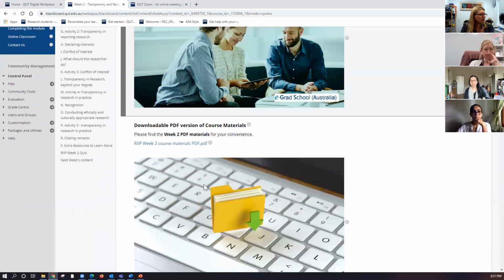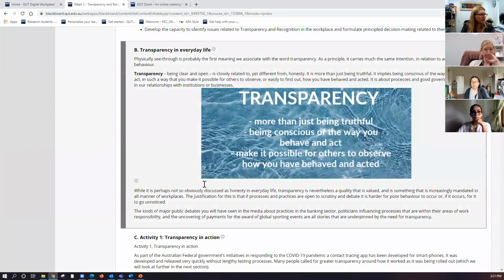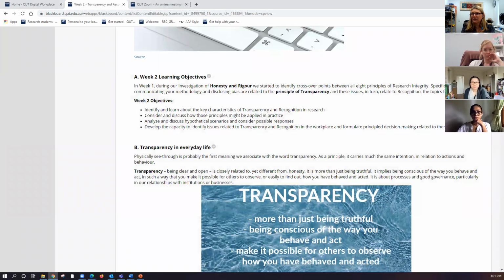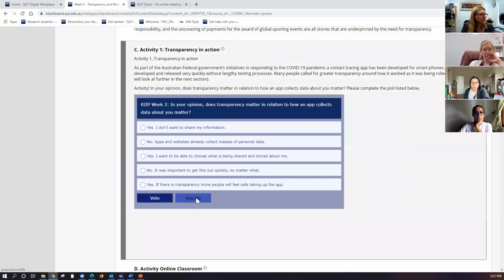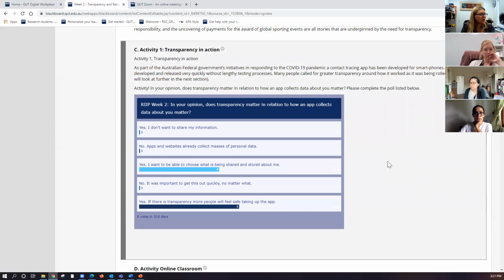All righty, so let's go firstly. Well, of course, the learning objectives are around transparency and recognition. Let's go to the poll. All right, so the contact tracing app that was developed. I know that some of you aren't here in Australia, so I'm not sure if you knew about this, but at the beginning of the pandemic, that's what the federal government tried to get us all to download, and most people didn't really want to.